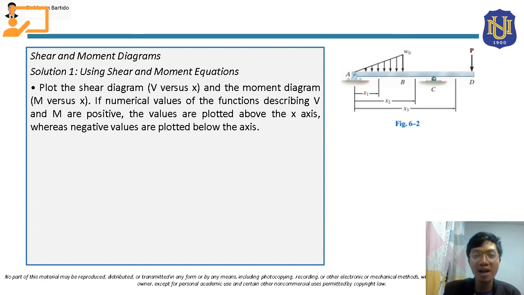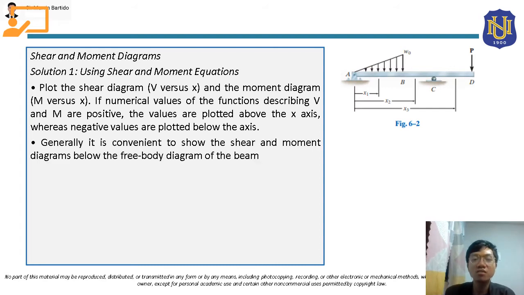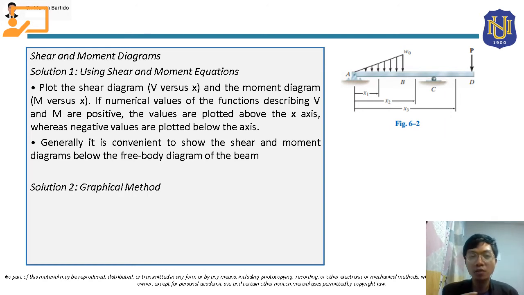If numerical values of the functions describing shear and moment are positive, the values are plotted above the x-axis. We are going to show that later on in our example. Whereas if negative, they will be plotted below the x-axis. Generally, it is convenient to show the shear and moment diagrams below the free body diagram of the beam. We will also have a solution 2 for drawing the shear and moment diagram, but we are going to discuss that in our next discussions.